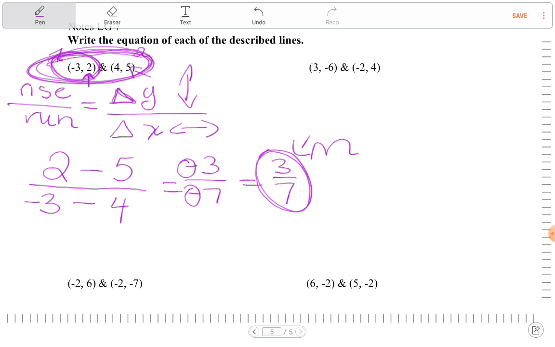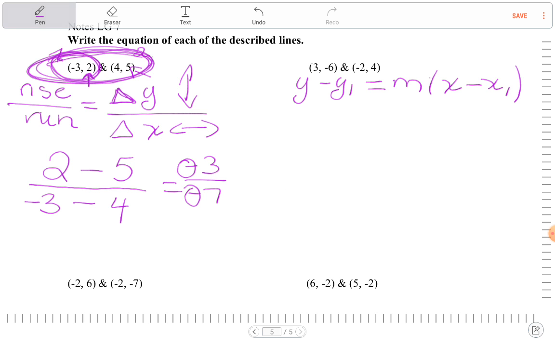Remember from yesterday, our point-slope form was taking y and subtracting your y coordinate, then plugging in your m and x minus your x coordinate. Let's put the slope down here, so m was 3/7. My y coordinate is 2, so I have y minus 2. My slope was 3/7, and my x coordinate is negative 3, so I'm going to put in a plus 3. I'm going to distribute.